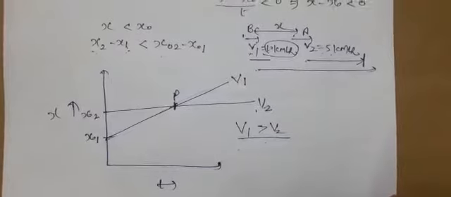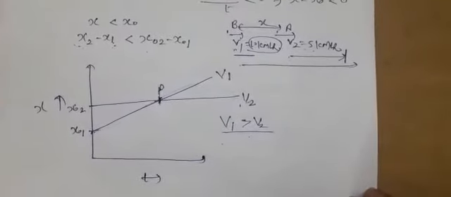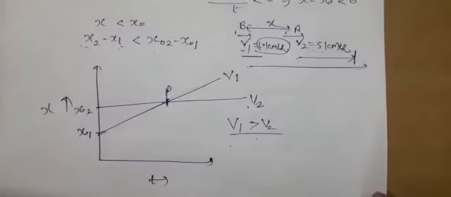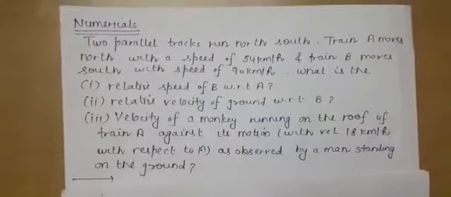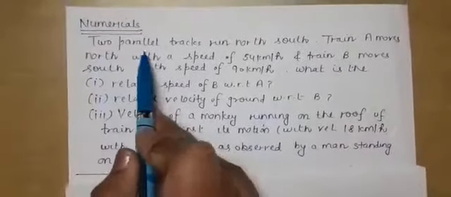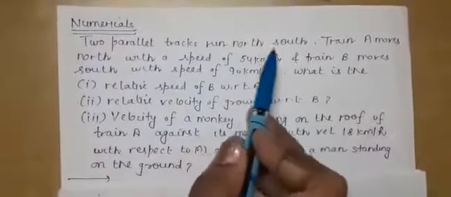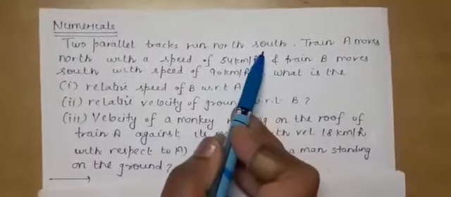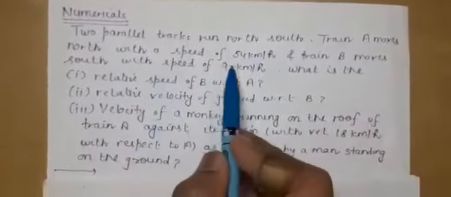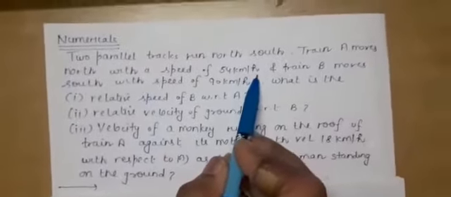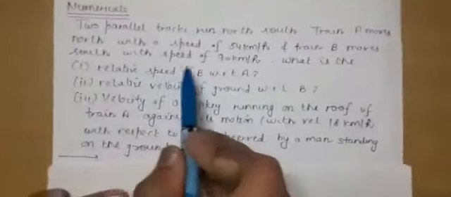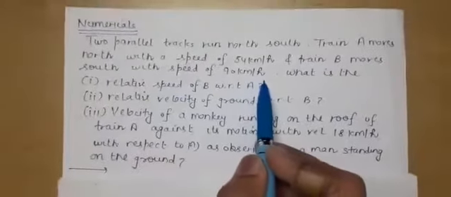Now after this, next we will discuss numericals. Let me show how to solve a numerical on the basis of this particular concept. Now coming to the numerical, see here, two parallel tracks run north-south. North to south they are running. Train A moves north with a speed of 54 km per hour. Train B moves south with a speed of 90 km per hour.